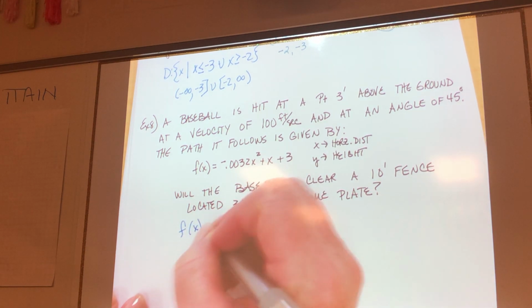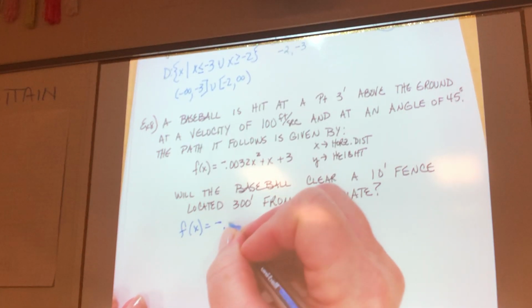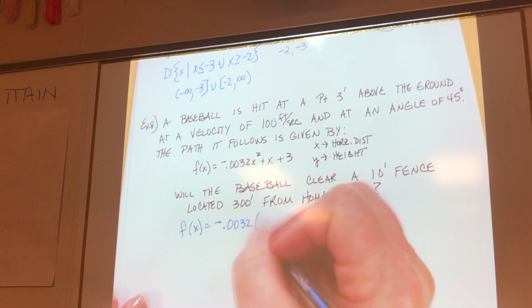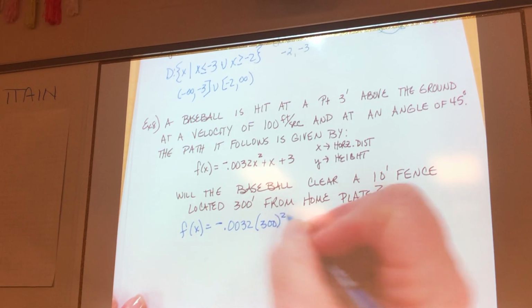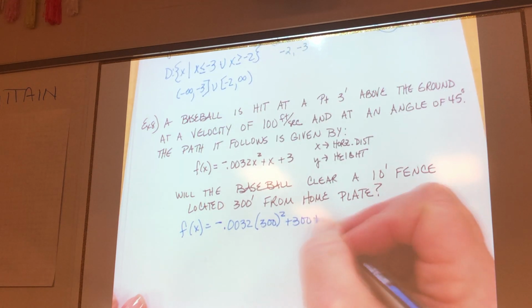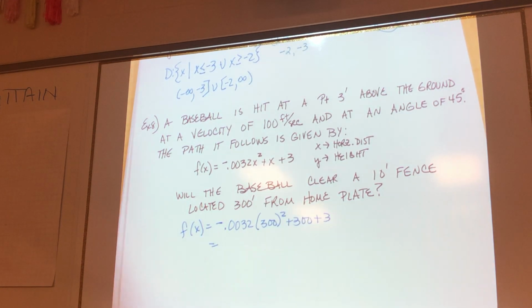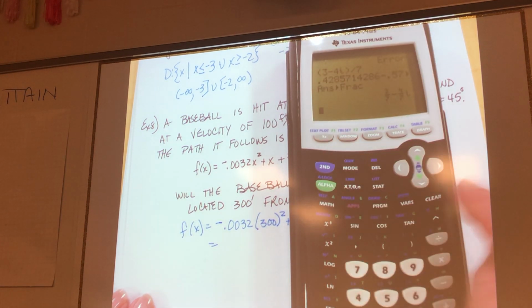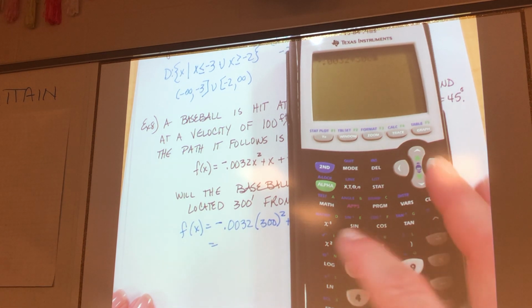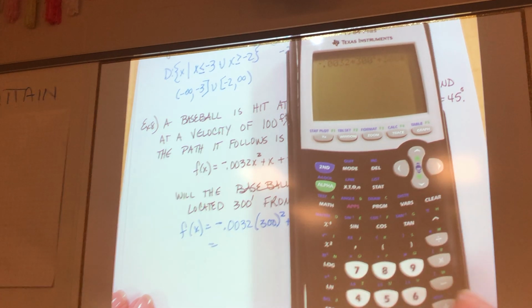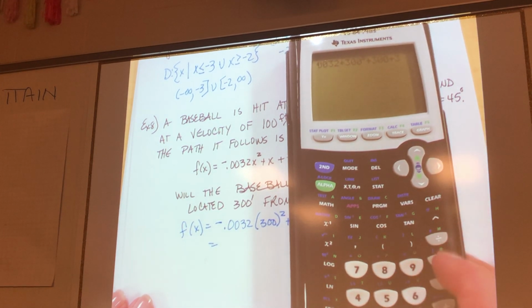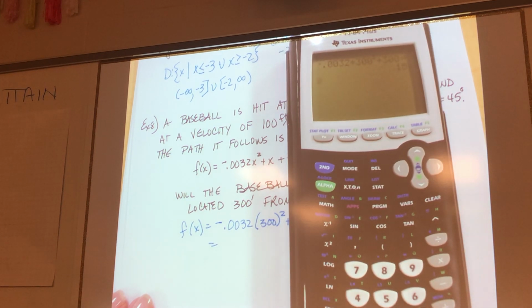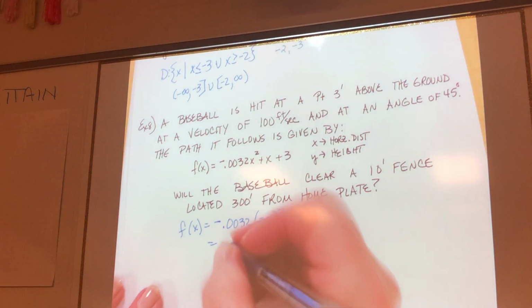So f of x is equal to negative 0.0032 times 300 squared plus 300 plus 3. I'll do it in my handy calculator. Negative 0.0032 times 300 squared plus 300 plus 3. It's 15.